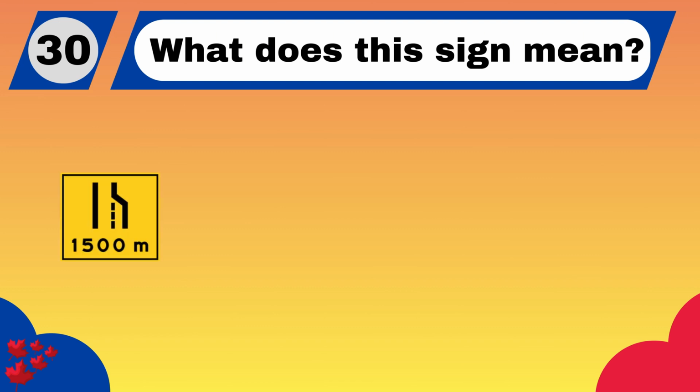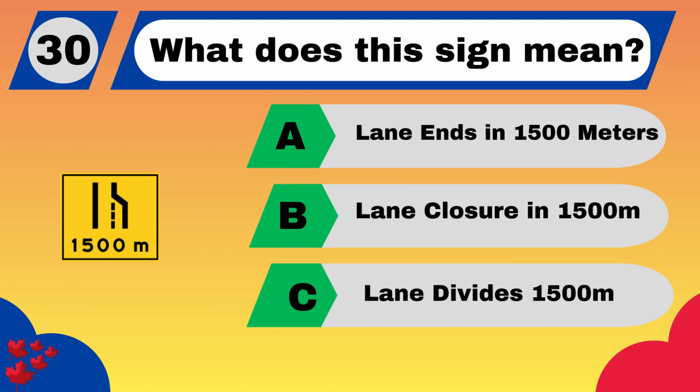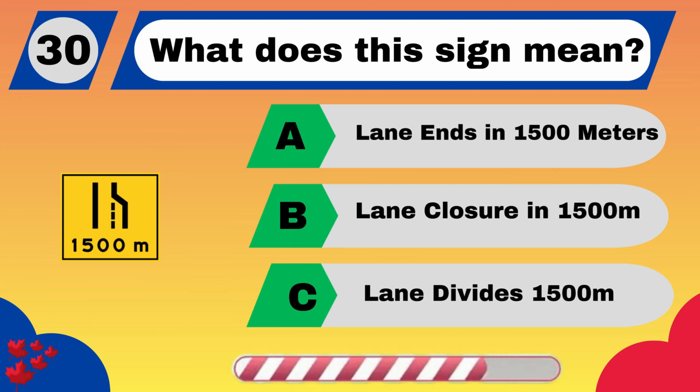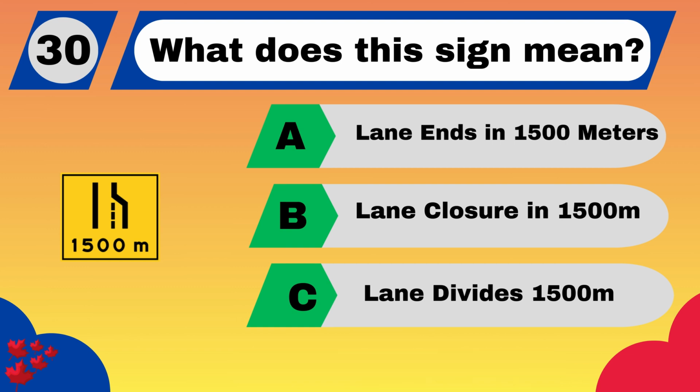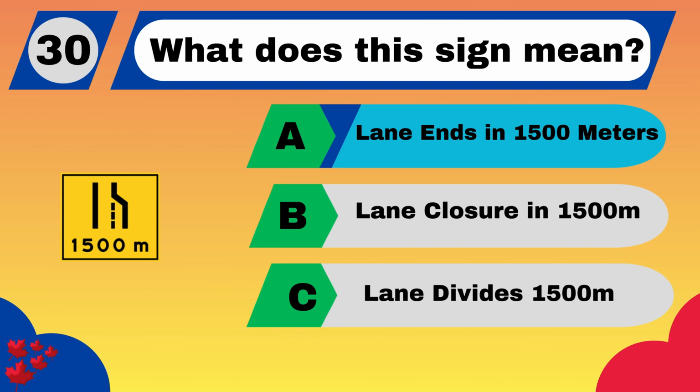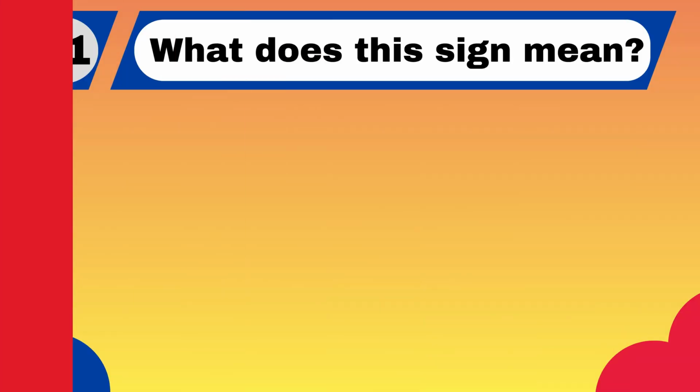Question 30. What does this road sign mean? A. Lane ends in 1,500 meters. B. Lane closure in 1,500 meters. C. Lane divides 1,500 meters. That's correct. A. This sign warns that the lane ends in 1,500 meters.